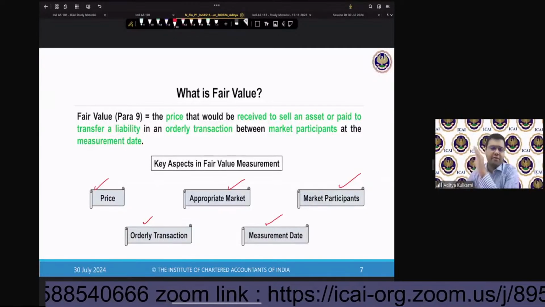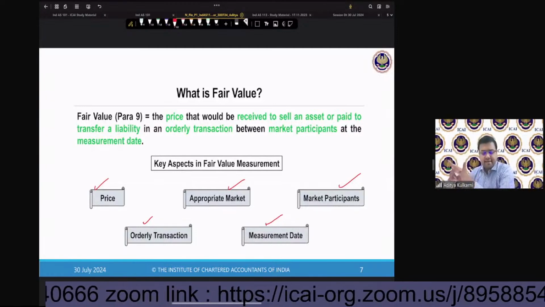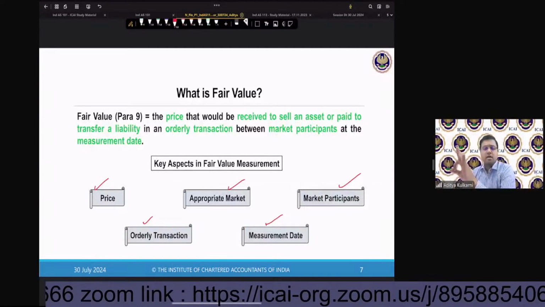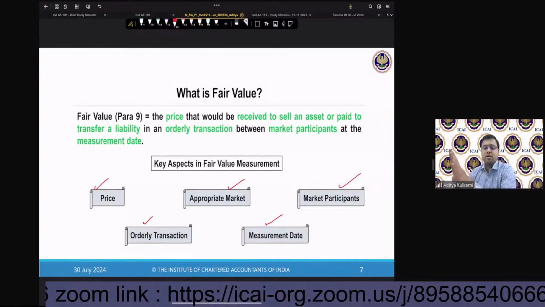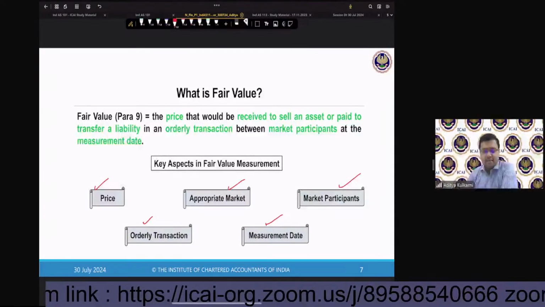So we are having five key parameters. First one is it is price. Second is it is appropriate market. Third one is an orderly transaction. Fourth one, it is between market participants. And fifth one, it is at the measurement date.